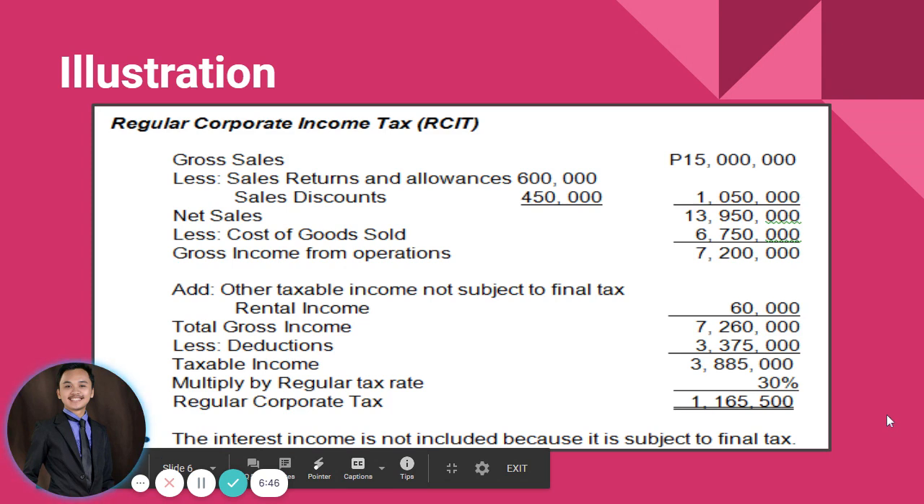So again here, we have the computation for our regular corporate income tax. The usual computation of our regular corporate income tax using 30% corporate tax rate. So we have here from your gross sales minus your total sales adjustments of 1,050,000, that's from 600 and 450,000. So that gives us net sales of 13,950,000 less cost of goods sold, the 6,750,000. So it gives us a total gross income from operations of 7.2 million.